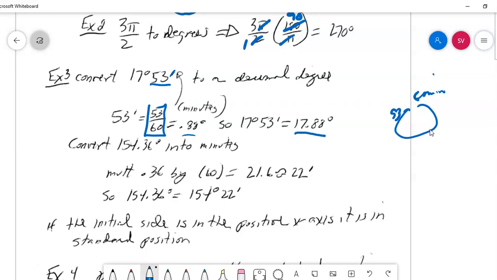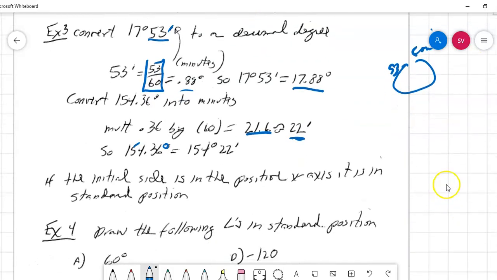To convert 154.36 degrees into minutes, now you just do the opposite. Instead of dividing, you're going to multiply. Because basically we're saying that to find out the minutes, we only went 36% of the way. So you take 36% or 0.36 of 60, and you'll get 21.6, or you can round it up to 22. So 154.36 degrees is the same as saying 154 degrees, 22 minutes.